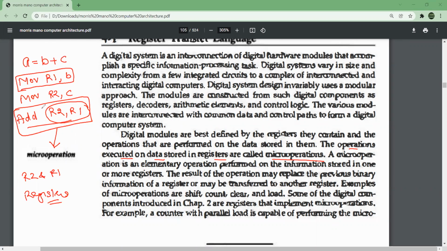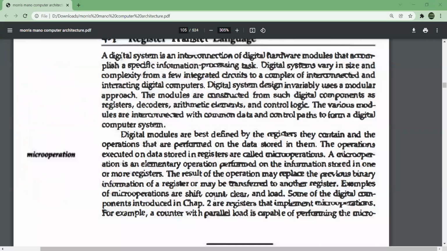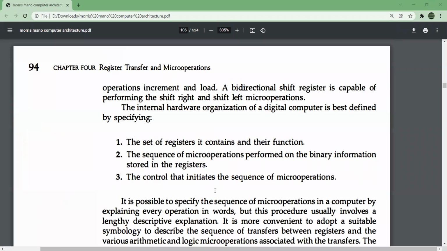Okay, so with this we move forward after trying to understand what is a micro operation. Let's move further. The internal hardware organization of a digital computer is best defined by specifying. हमें तीन चीजों को स्पेसिफाई करना पड़ेगा if we want to actually discuss about the internal hardware organization of a computer system. So what are those three things? The set of registers it contains.